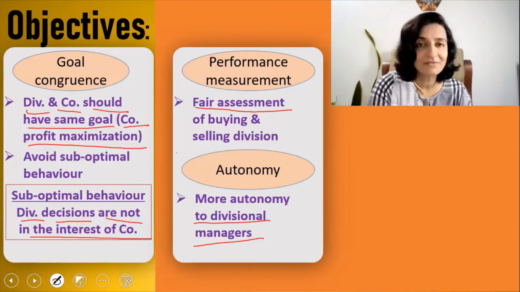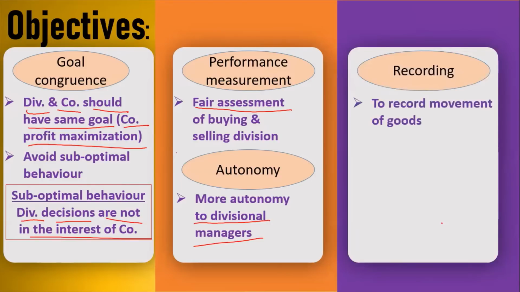And the last objective is recording. It is to record the movement of goods. Whenever goods are transferred from one division to another, it is very essential that a recording has to be done in the books of accounts. So at what price will you record? So for that purpose, transfer price is essential.